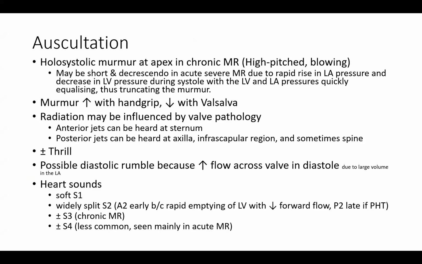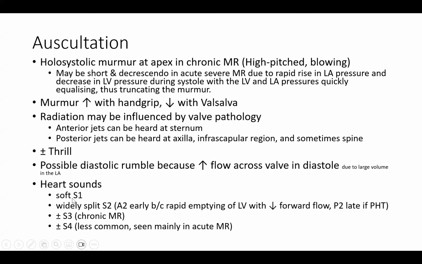Anterior jets could be heard, yes, they could radiate to the sternum, to the base of the heart, so they might sound like they're aortic. It's an aortic murmur when it's not. And the posterior jet would move towards the axilla or even the infrascapular region, or even sometimes way back to the spine, depending on how severe it is. They might have a thrill, and we could have a diastolic rumble, as I've mentioned, because of increased flow across the mitral valve in diastole because of the large volume in the left atrium.